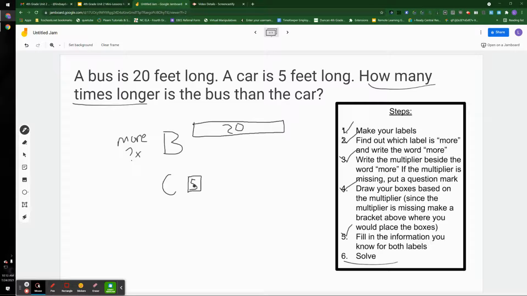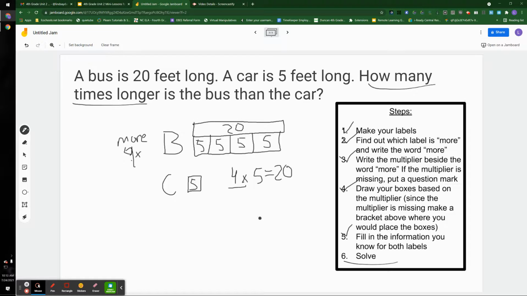Since I know what goes inside each box, and I know the total of all the boxes is going to be 20, and I'm missing the multiplier, I'm just going to start building boxes of 5 until I get to 20. Well, one car won't do it, so let's draw another. 2 groups of 5 is not 20, so let's keep going. 3 groups of 5 is 15. It looks like I need one more. And there we have it. Our missing multiplier has to be 4 because 4 times as many as 5 is 20.